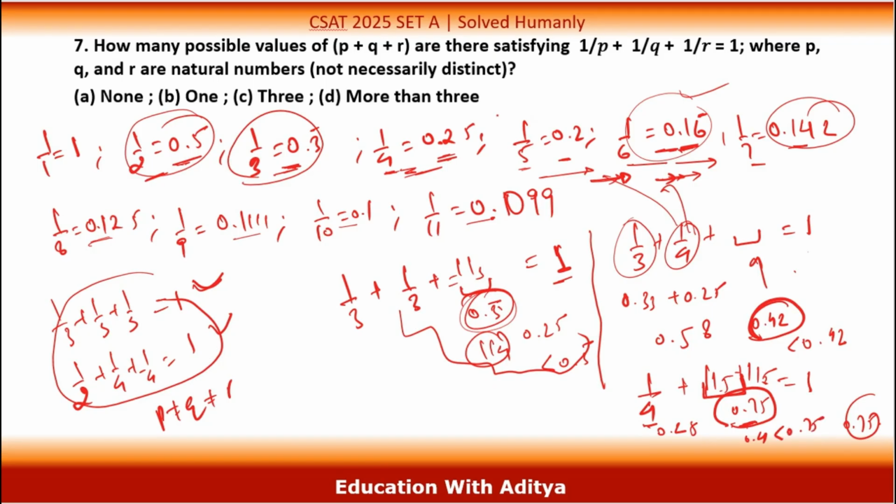So by showing these calculations, or by doing this calculation yourself, you can confidently say that there is a mathematical proof: the sum of these numbers is equal to 1, where P, Q, R are natural numbers. There are only three cases which can satisfy this equation. There are no other cases.